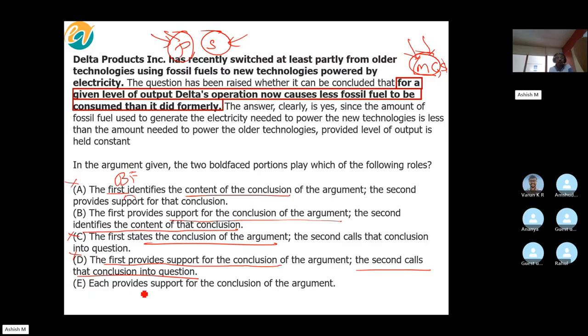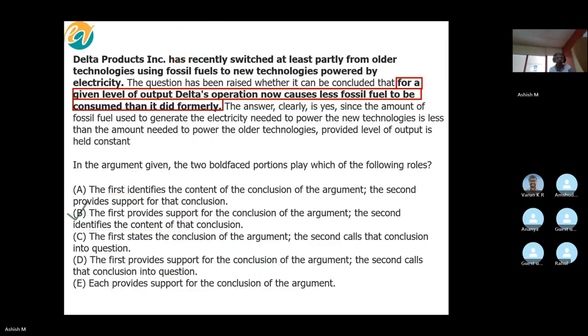Each provides support for the conclusion. While this is true, second is the main conclusion itself. So this is what it fails to identify. And hence Baker is the right answer. In every boldface question, this is going to be a standard format that we are going to follow.